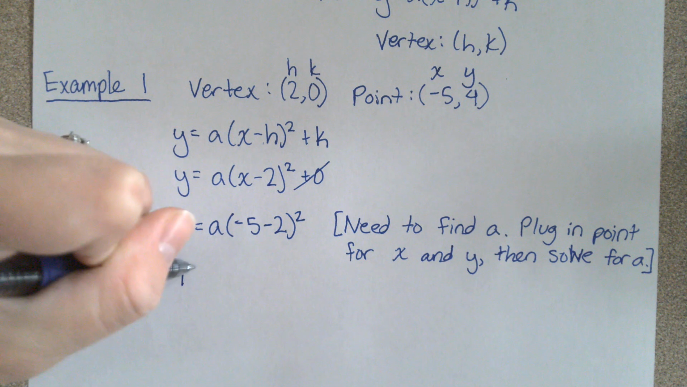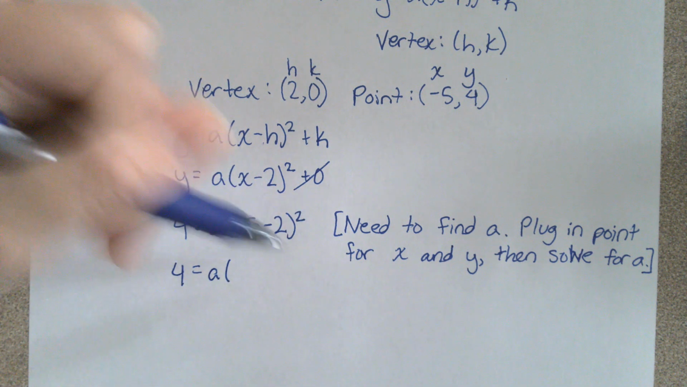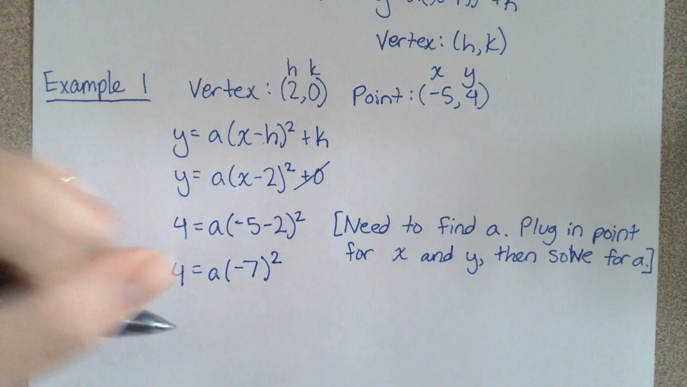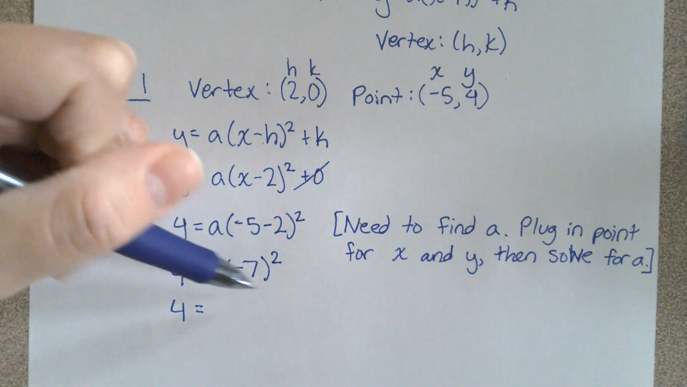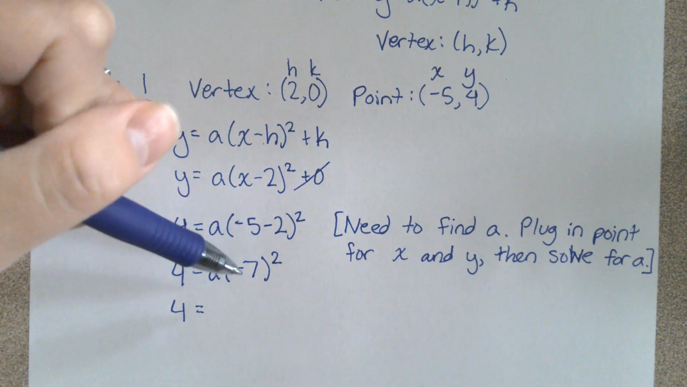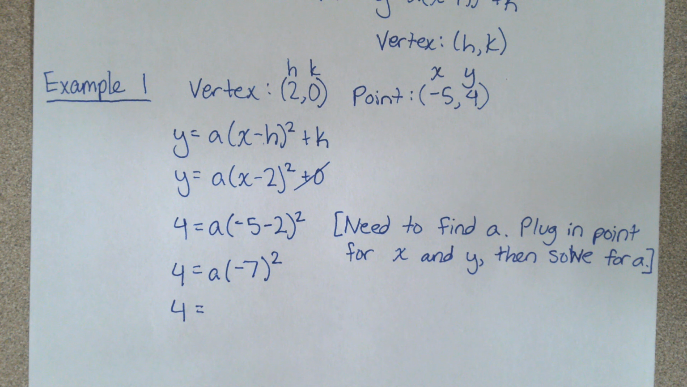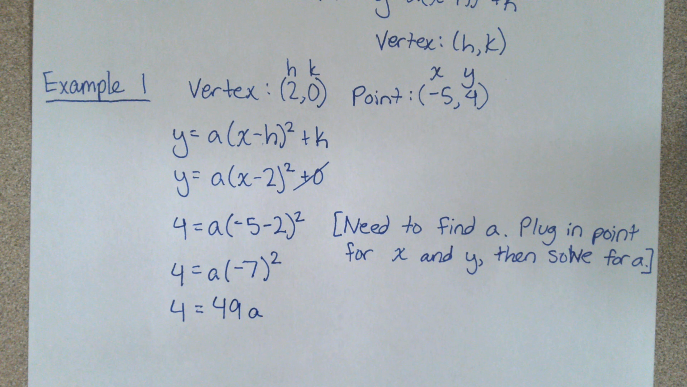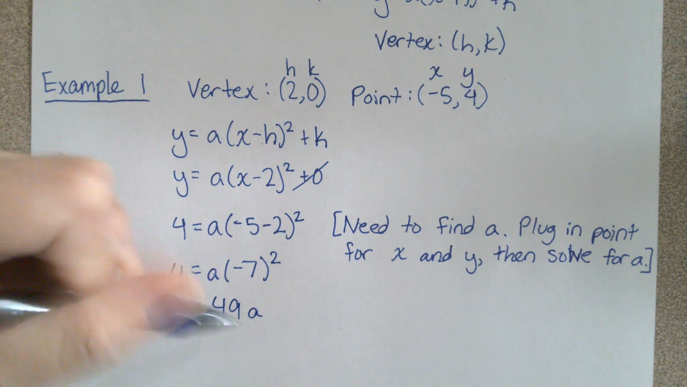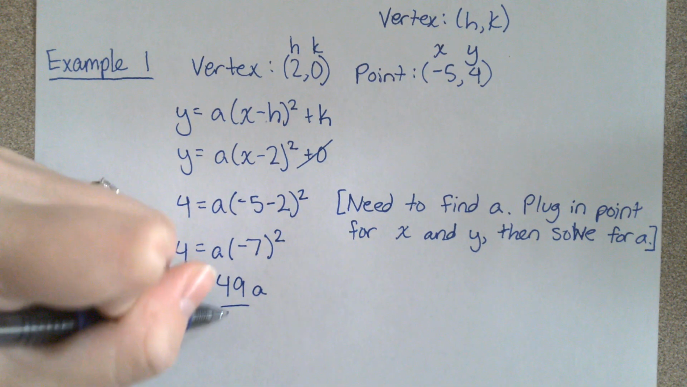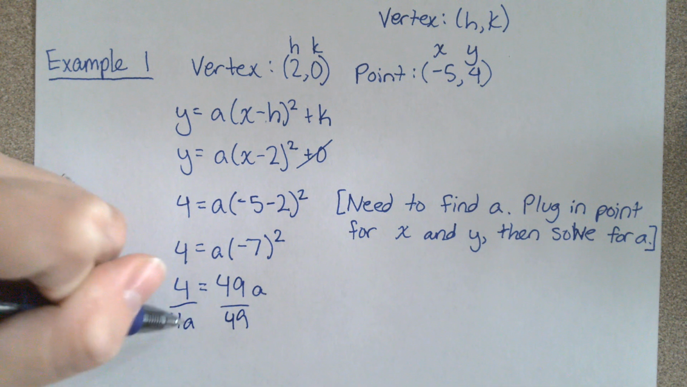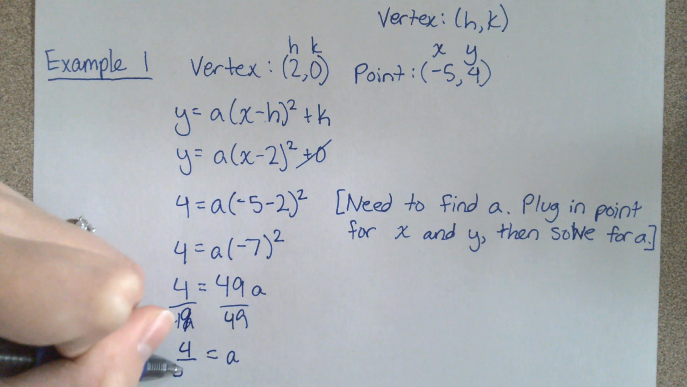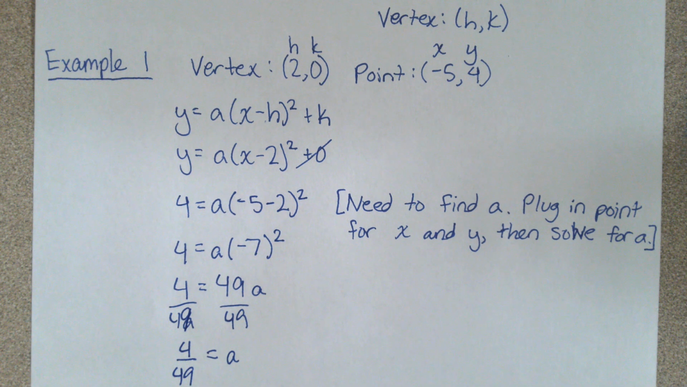So we have 4 equals a times... let's simplify here first. Negative 5 minus 2 is negative 7, squared. And then I'm going to rearrange this because it's weird to write it this way. Negative 7 squared is actually just a positive 49. 49 a, and then solving for a, all we do is divide off the 49 on both sides. a equals 4 over 49. Not a pretty number, but it is our answer.